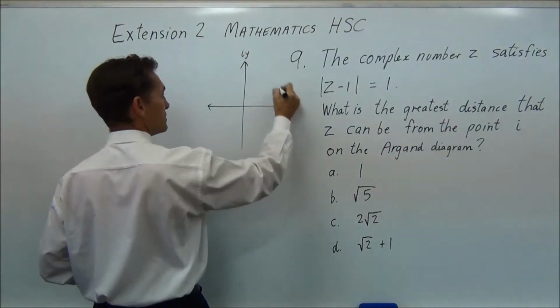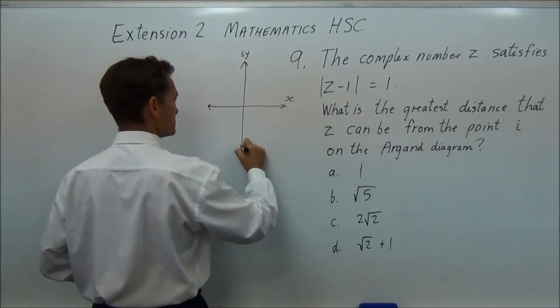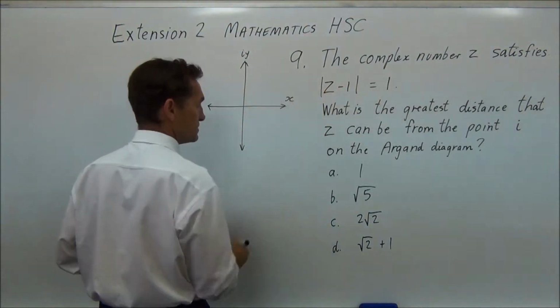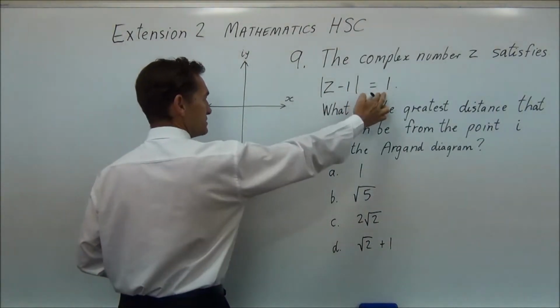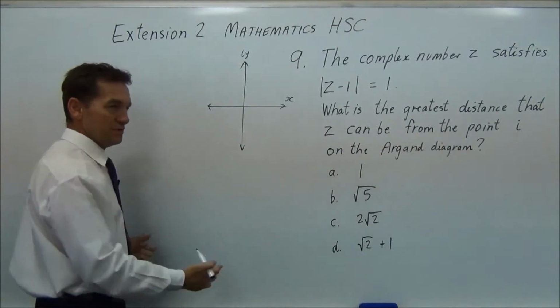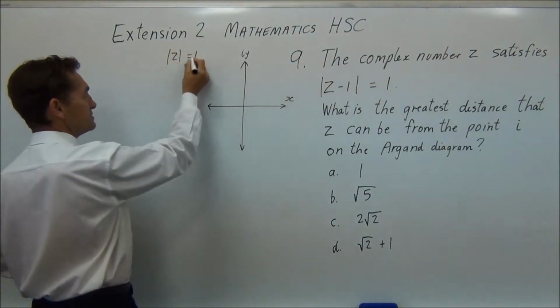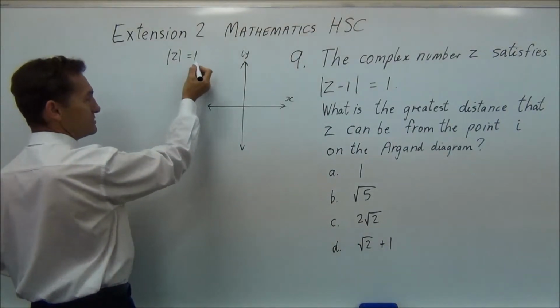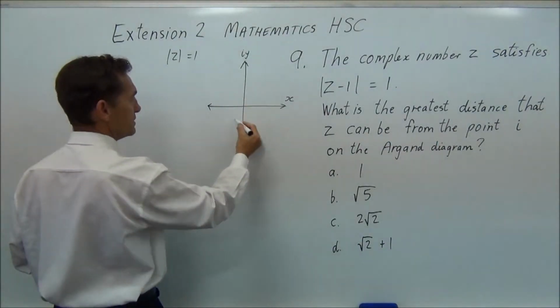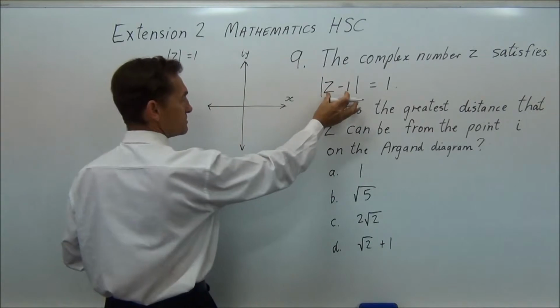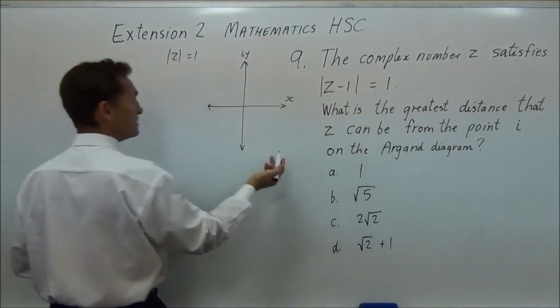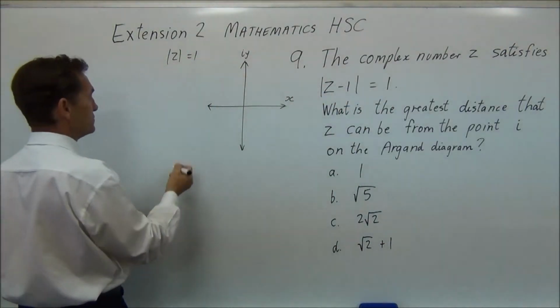So that's y, that's x. |z − 1| = 1. Well, this is a distance that's going to equal 1. If you just had the absolute value of z equals 1, you know that's a circle centred at the origin with a radius of 1. So it would look like that. Well, this is also going to be a circle with a radius of 1. It's just that the centre of the circle is going to move.